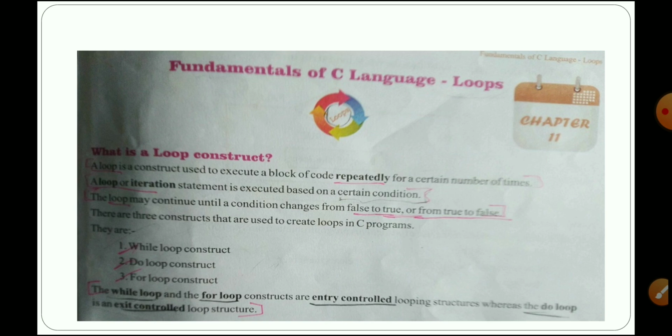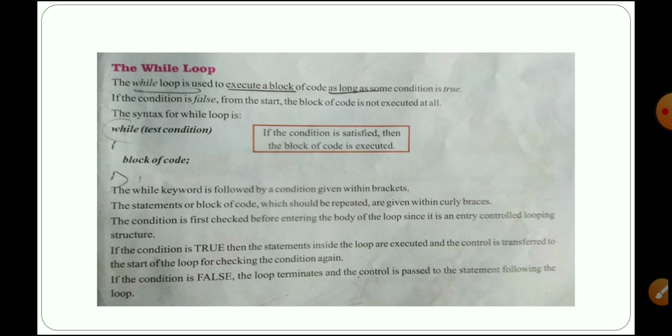Fine. Next, there are three types of loop construct: the while loop, the do loop, and the for loop construct. The while loop and the for loop are called entry control loops. The do while loop is called an exit control loop. While loop and for loop constructs are entry control loops, and the do while loop is called an exit control loop structure. While loop means what, sir?